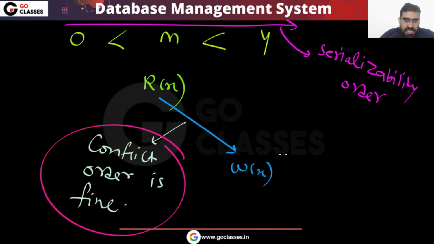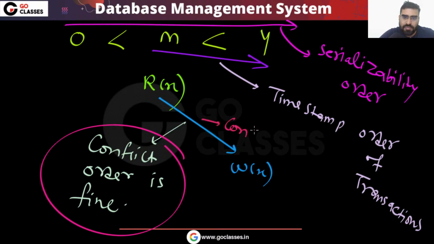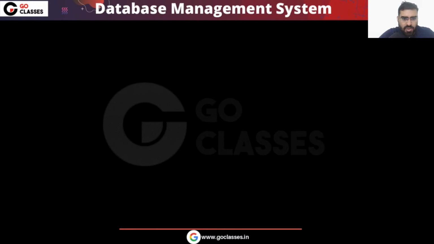The timestamp protocol says that conflict order should be in the order of their timestamp. You can notice the timestamp order is this, and the conflict order is also this. This is the timestamp order of transactions, and you can see that this is the conflict order, and they are same. So the conflict order is same as the timestamp order of the transactions. So this is allowed.